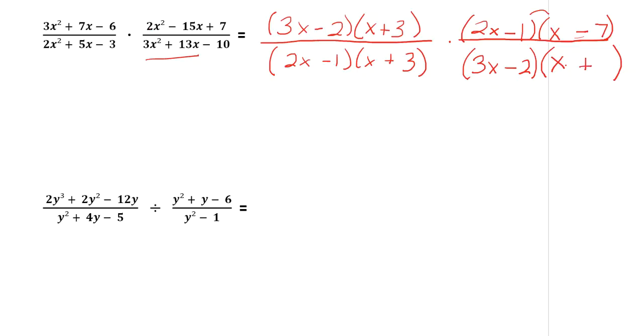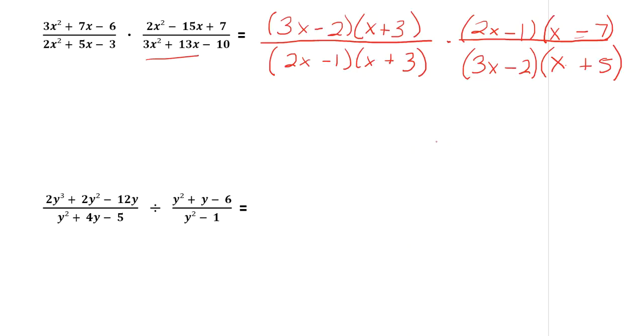Negative 2 times a positive 5 would give me that negative 10. But now we have to check for the positive 13. The inner product is negative 2x. The outer product is 15x. And that indeed does add up to my 13x. So now everything is factored.